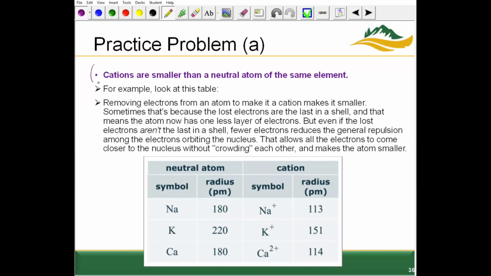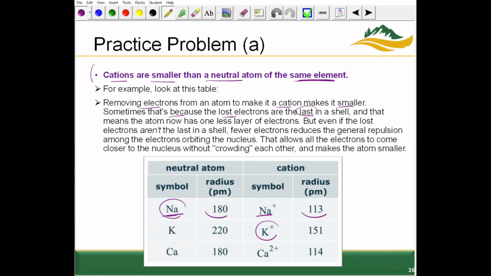Then the fourth fact here, we also have seen that cations are smaller than the neutral atom, again, of the same element. It gets really difficult to compare sodium, but then the potassium cation, for example. So instead we focus on comparing sodium to the cation form of sodium. So neutral sodium, 180 picometers, then the cation form, 113 picometers. So removing electrons from an atom to make a cation makes it smaller.